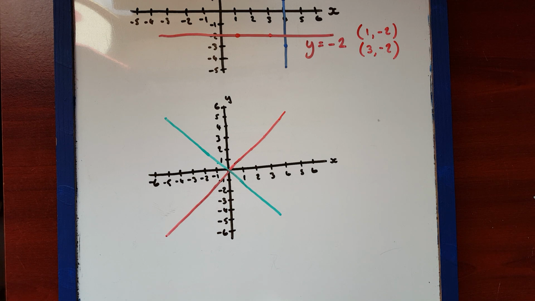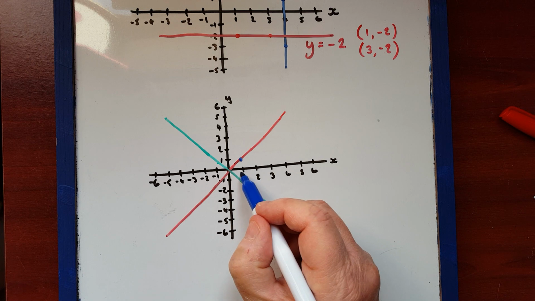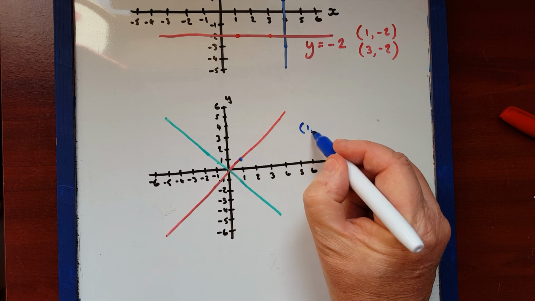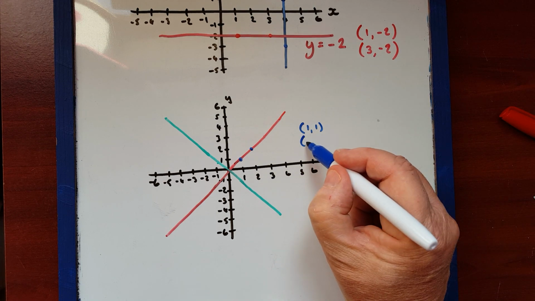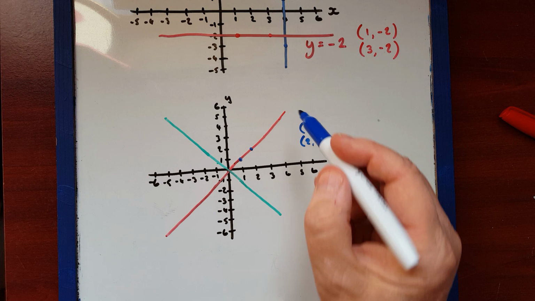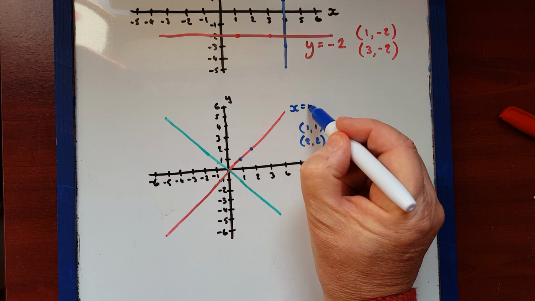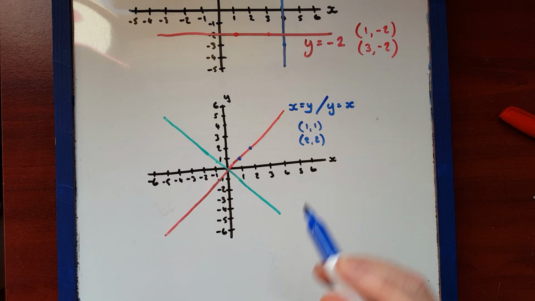The red line is a diagonal line. They're supposed to be 45 degrees. And if you take a look at how these work, the first coordinate on here would be 1, 1. X is 1, y is 1. The second coordinate would be 2, 2. And so on. And the name of that line is x equals y. Or you could call it y equals x. It's the same thing, they're equal.